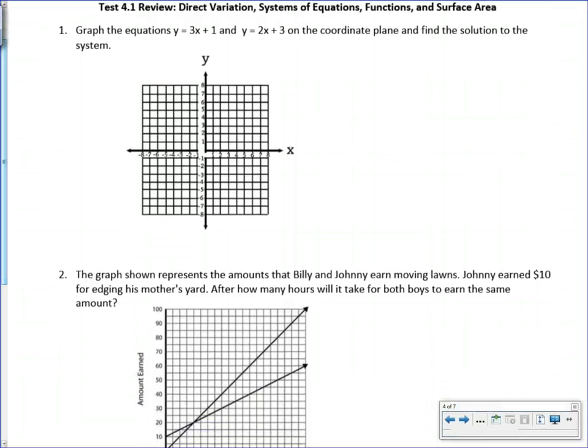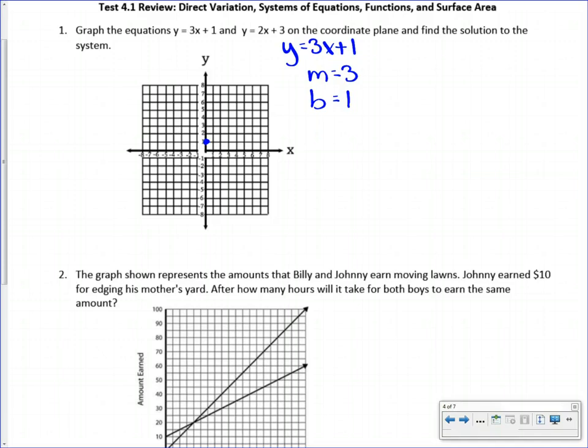Graph the equations y equals 3x plus 1 and y equals 2x plus 3 on the coordinate plane and find the solution to this system. So we're going to start with y equals 3x plus 1 and graph that on our coordinate plane. Your slope is 3 and your y-intercept is 1. So the y-intercept is where you start. You're just going to put a dot at 1.